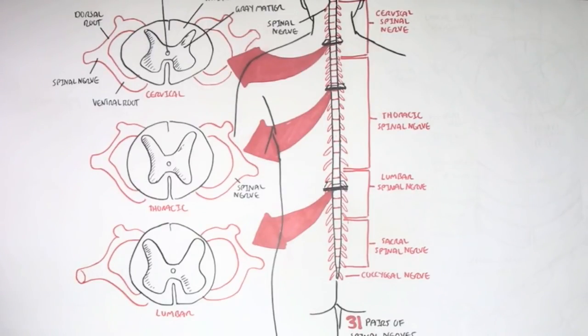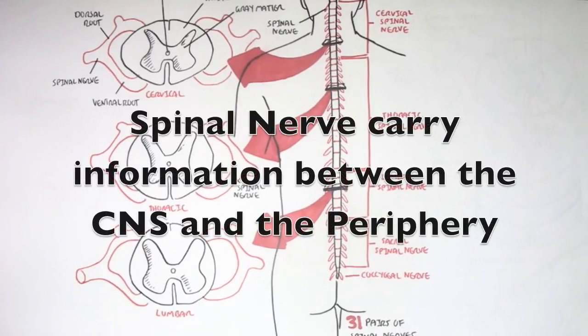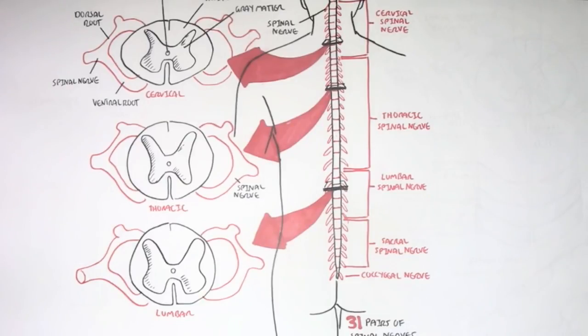So let's learn a bit more about the spinal nerves and their anatomy. The spinal nerves, which connect to the spinal cord, are part of the peripheral nervous system, you can say, because they carry information between the central nervous system and the periphery. They bring information to the central nervous system, to the spinal cord, and also take information from the central nervous system, from the spinal cord.